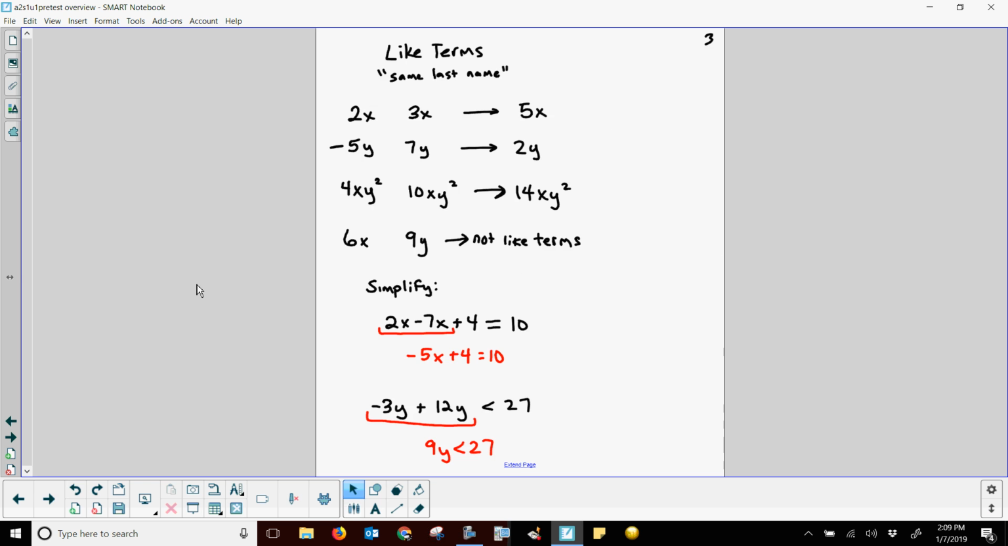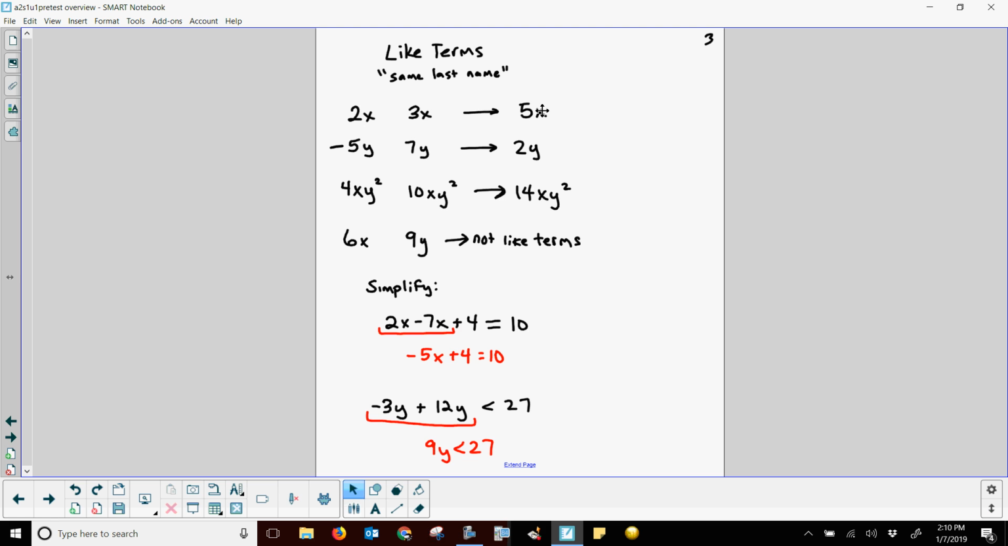Third concept talks about like terms. With like terms, you want to have what I like to call the same last name. So the numbers in front don't matter. It's all about the variables behind. As long as the variables match, 2x and 3x, well, they both have x. I combine them to make 5x.